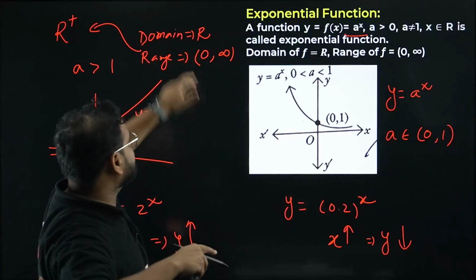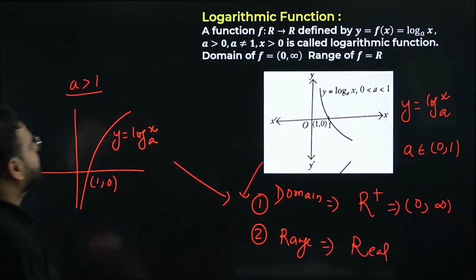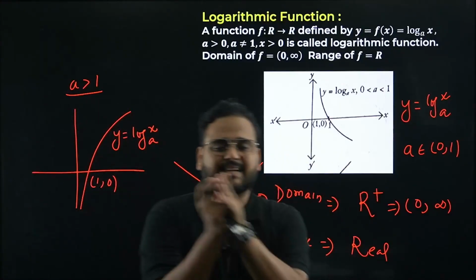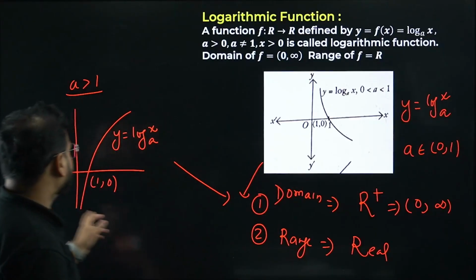The domain and range here are swapped in the case of logarithmic and exponential functions, because they are actually inverse of each other. Logs and exponential functions are inverse of each other. I hope this is okay.